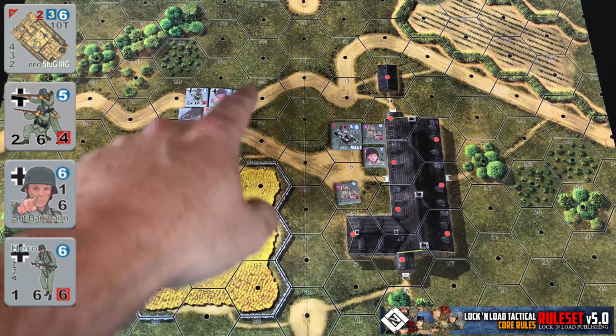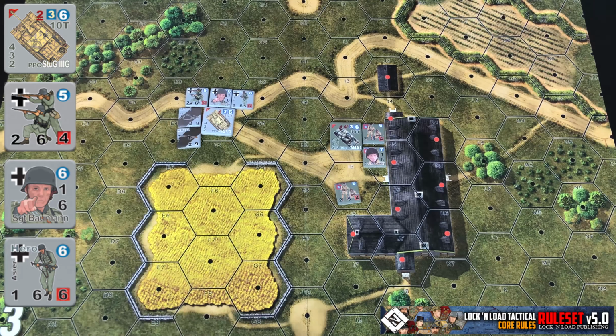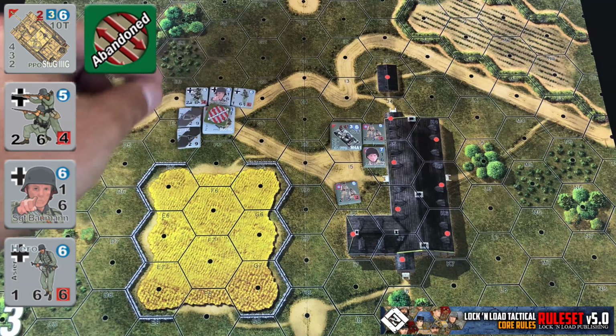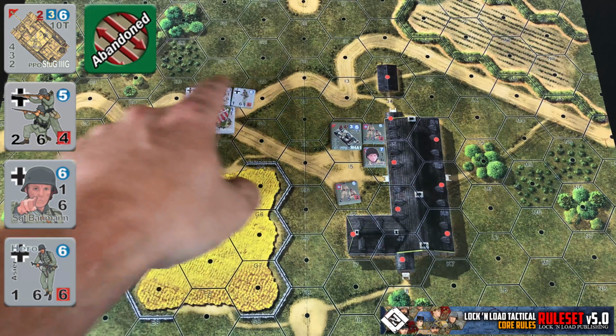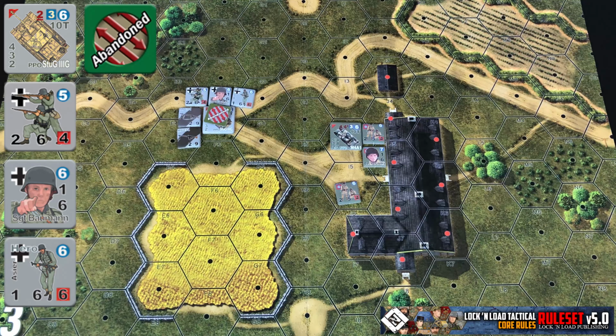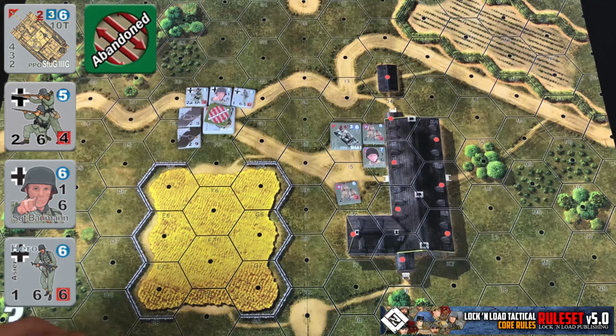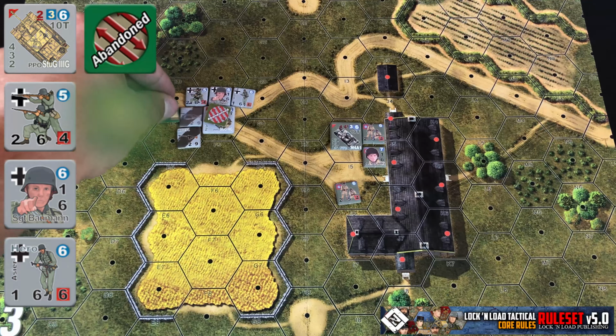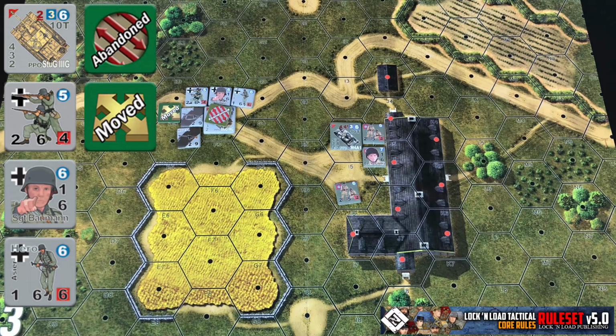So if this StuG with its passengers were hit and caused to become abandoned, all of these passengers would disembark. They would all conduct a morale check as normal to see whether or not they would be flipped to their shaken side, and they would all be marked with a move counter.